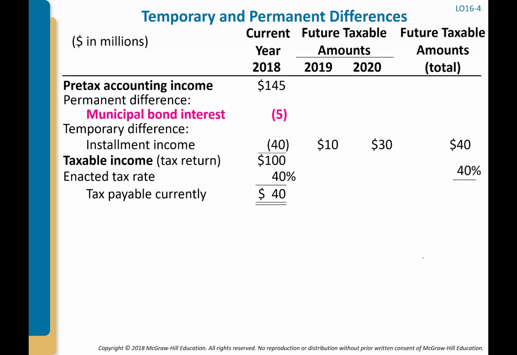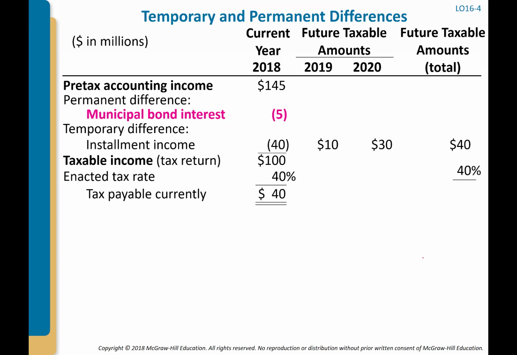Okay, good. Now you come over and you can see here that they give us this situation where we have these municipal bonds of 5. And we know that we're never going to pay tax on that, right? So are we going to use that at all for our calculation of our deferred tax? I guess we got a deferred tax liability here. Are we going to include that at all?